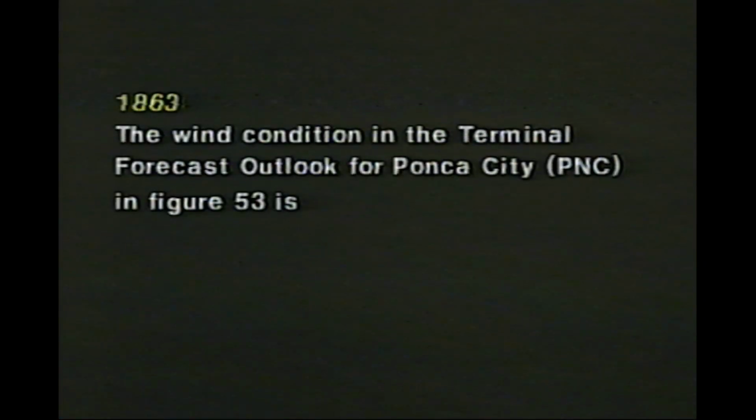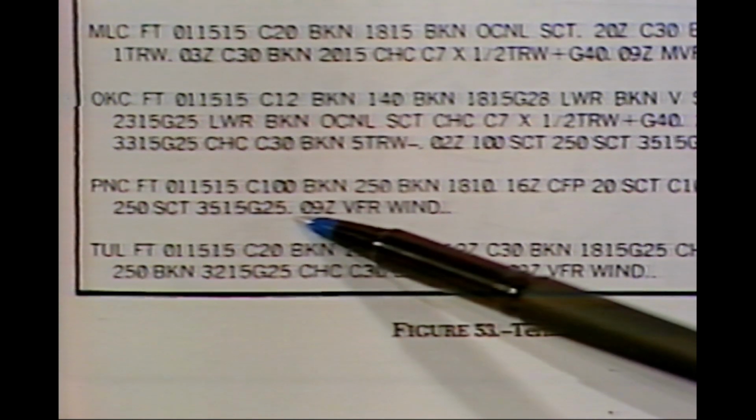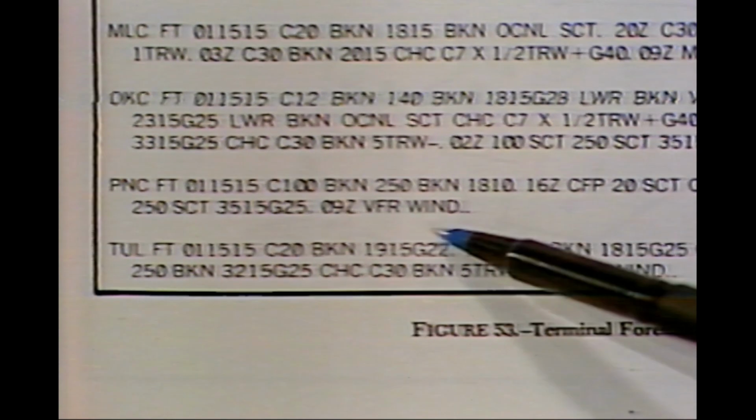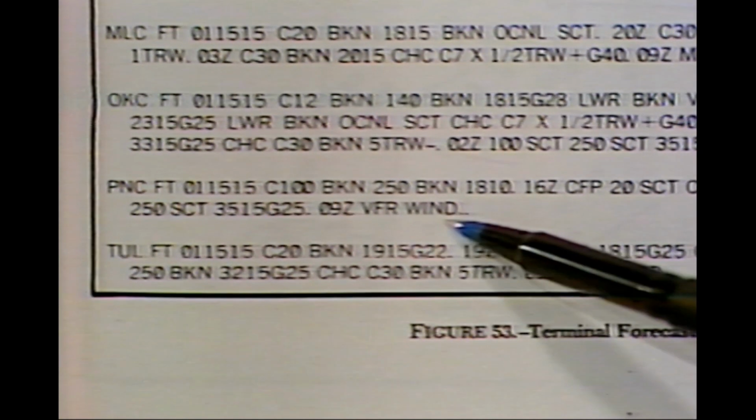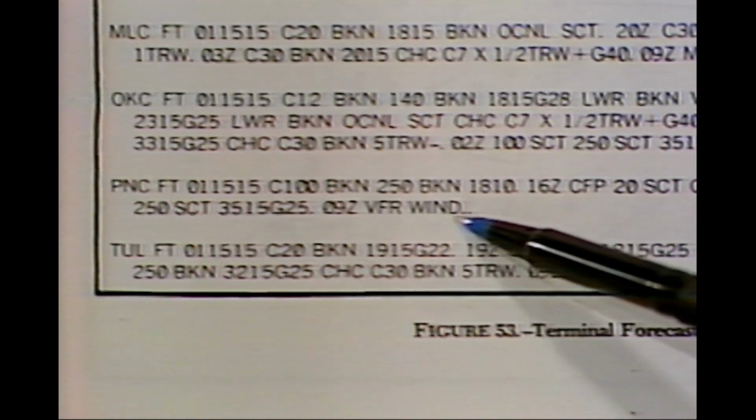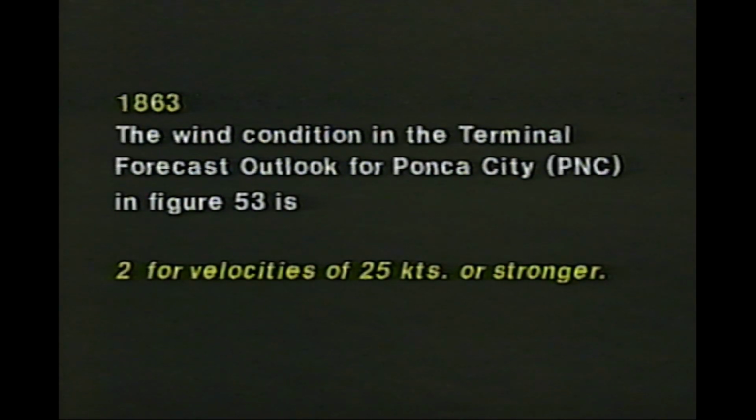863, the wind condition in the terminal forecast outlook for Ponca City, PNC, is? Again, they're asking about the categorical outlook, the outlook portion, so that's the very last portion of the terminal forecast for Ponca City. Looking at Ponca City in the last line where it says by 09 Zulu, you should be VFR and wind. And the wind, remember, is telling you that you're going to have winds of 25 knots or more, so it's answer 2 for velocities of 25 knots or stronger.